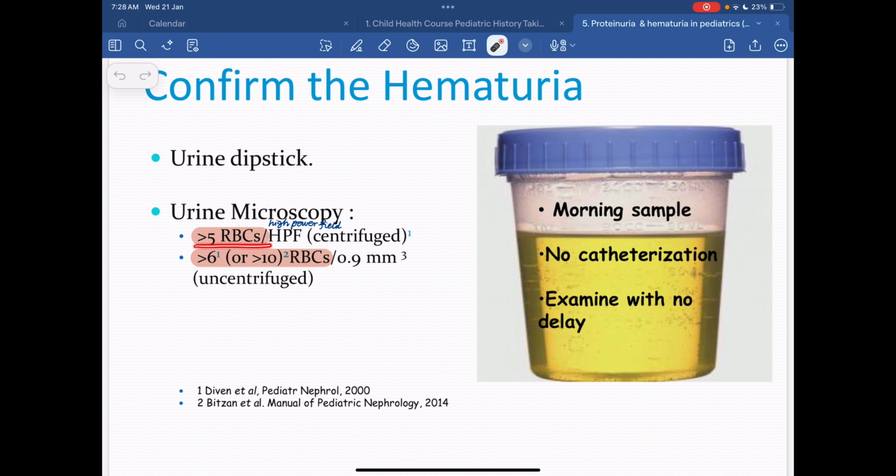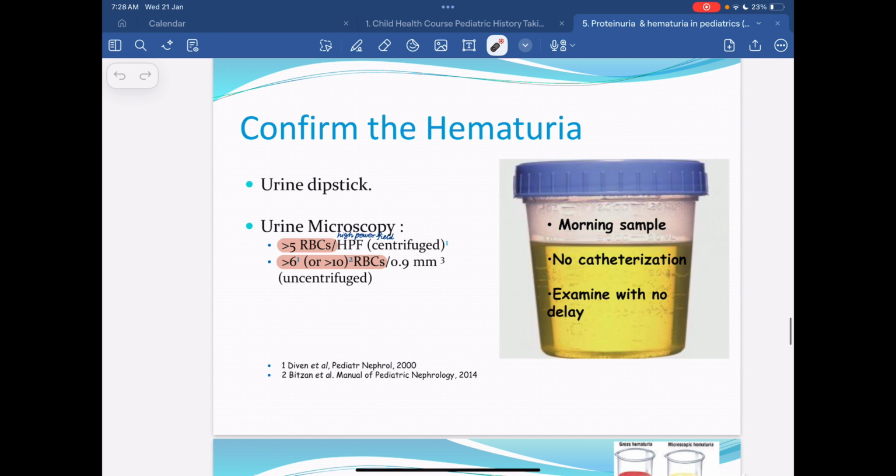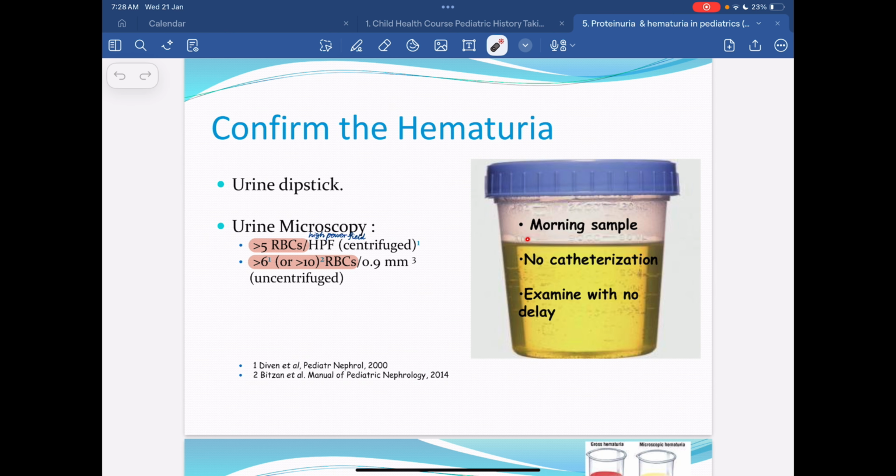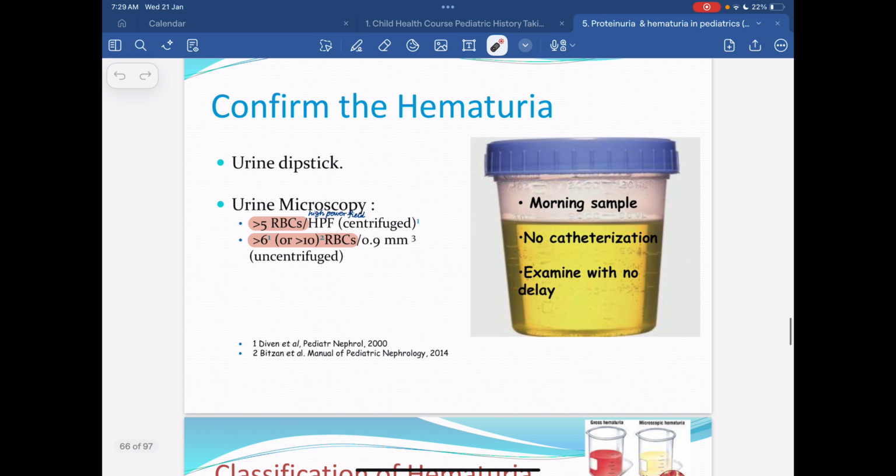If you have more than 5 RBCs per high power field in a centrifuged sample, we say it is microscopic hematuria. Or if we have more than 6, sometimes more than 10 based on other references, on an uncentrifuged sample, we say it is microscopic hematuria. You take a morning sample, no catheterization because it could cause trauma and bleeding, and we examine with no delay.